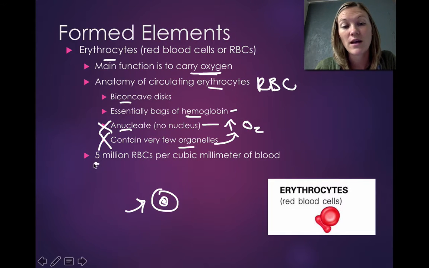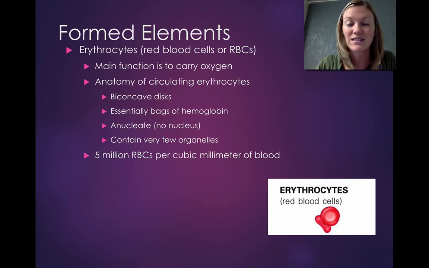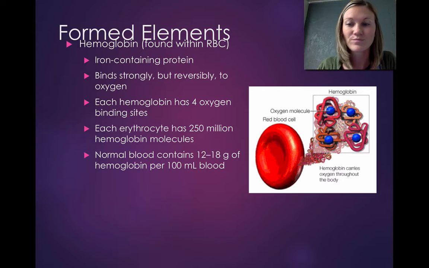Then red blood cells, there are about 5 million red blood cells per cubic millimeter of blood, so that means you have a lot of red blood cells circulating at any given time that's helping to deliver oxygen to your body tissues. The next one here is hemoglobin.